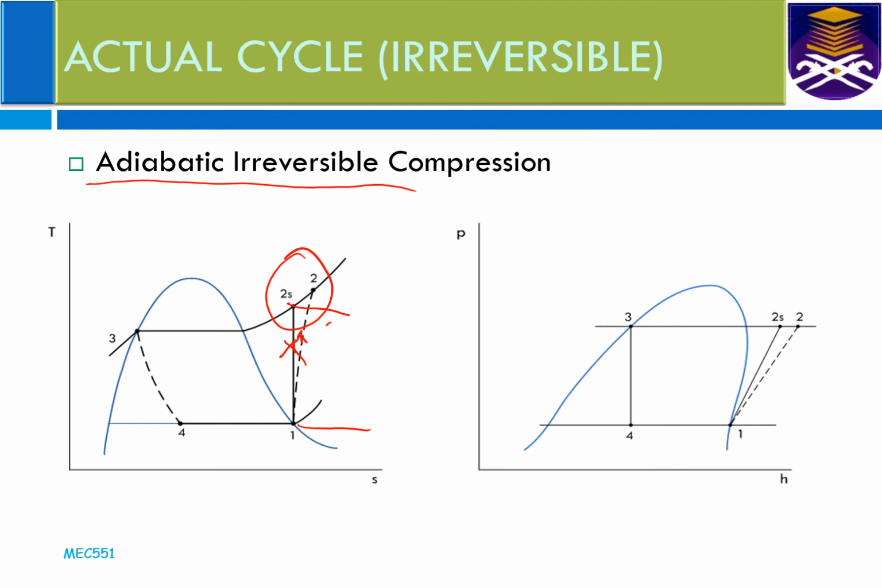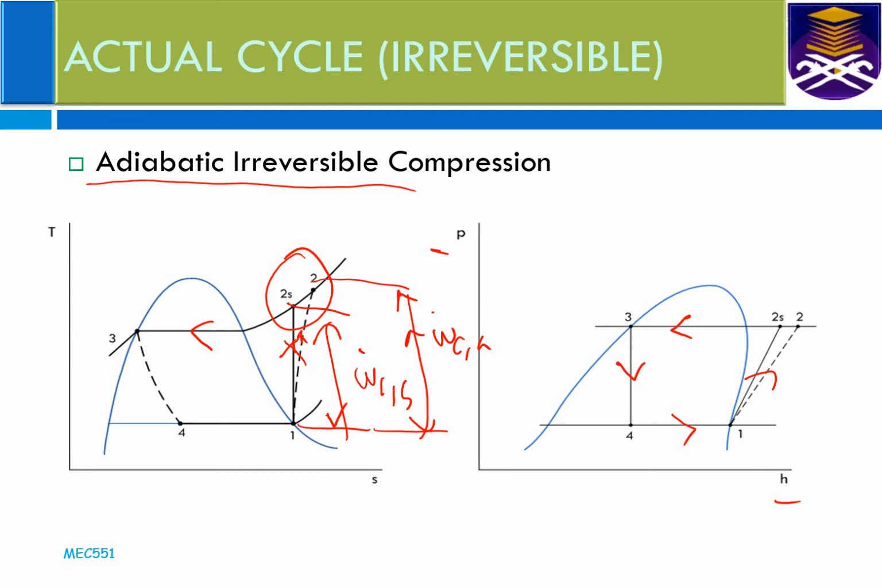So previously, this is the isentropic compressor power, WCS, but in actual condition for the compressor to compress to the required pressure, it requires a larger power, which is the actual power required to compress from evaporator pressure to the condenser pressure. Okay, and then this is the Q out. And this is for the enthalpy. Okay, pressure enthalpy diagram.